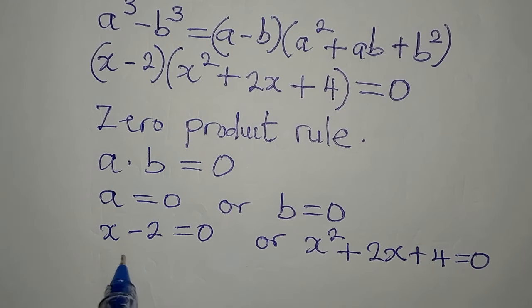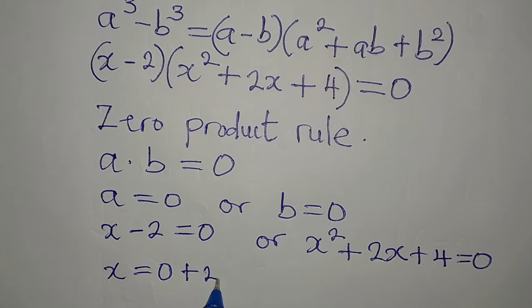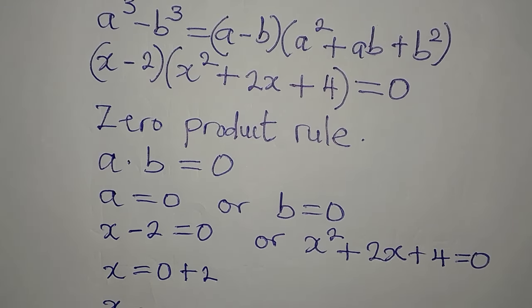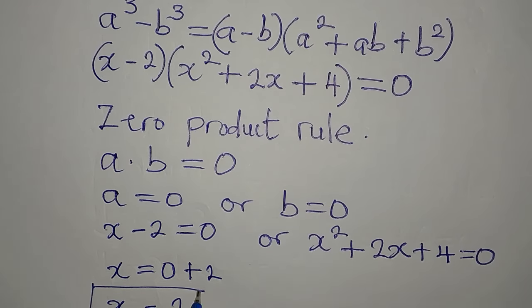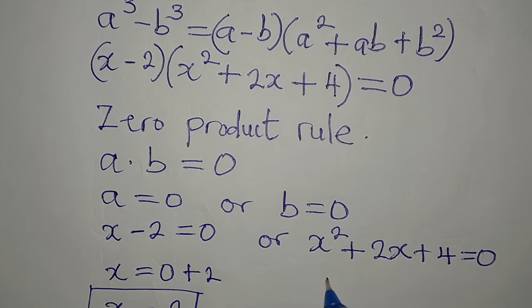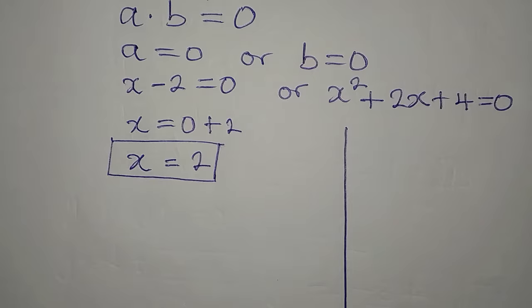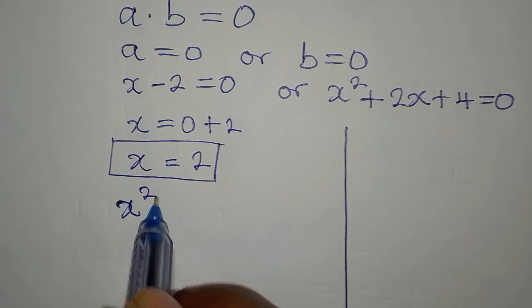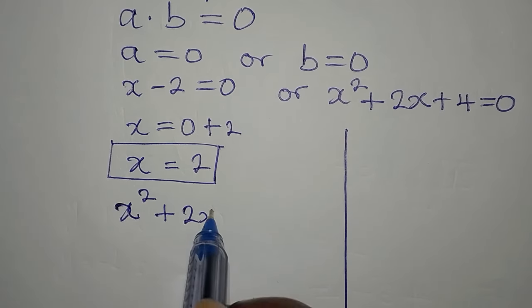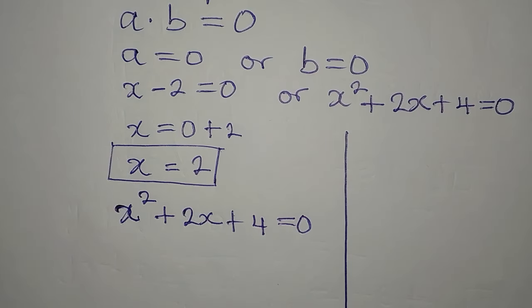So to continue with this one, x is 0 plus 2. If we collect terms, then x is equal to 2, right? So this is one of the values of x. Now let's continue so that we can get the other values, and that will come from this quadratic equation: x squared plus 2x plus 4 is equal to 0.